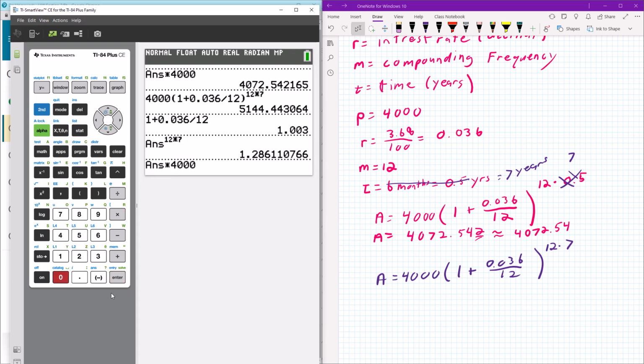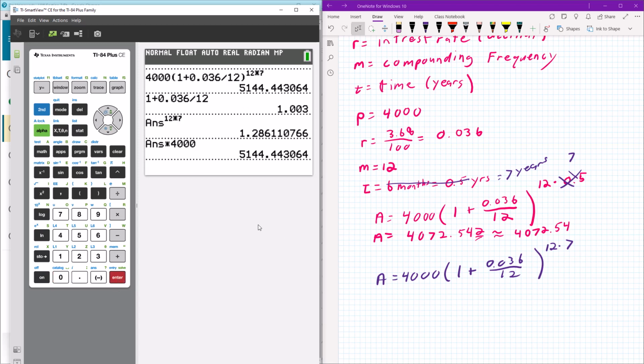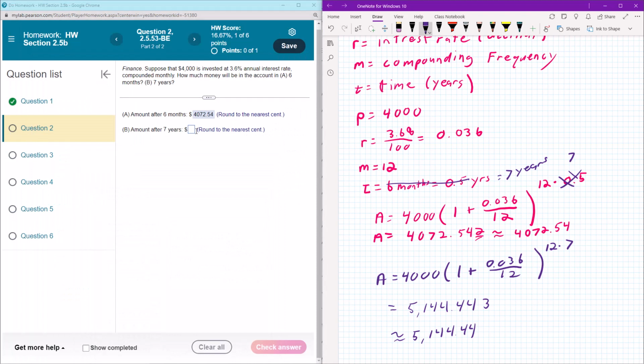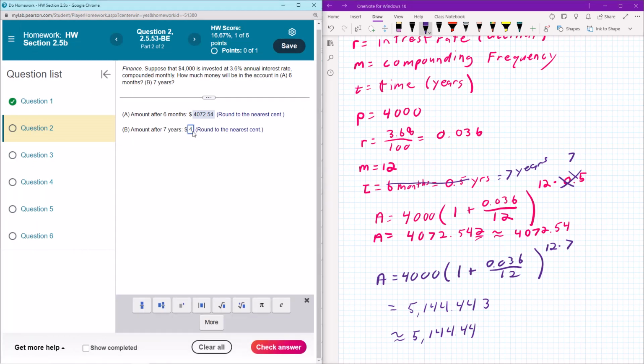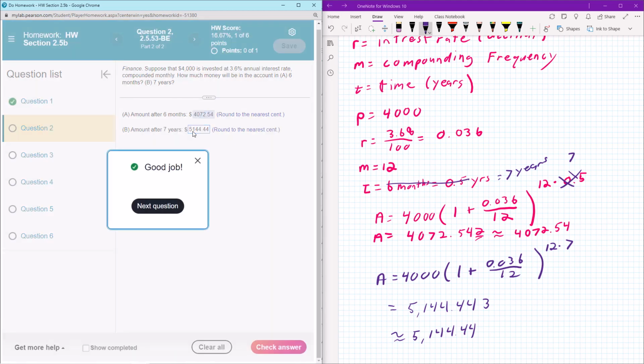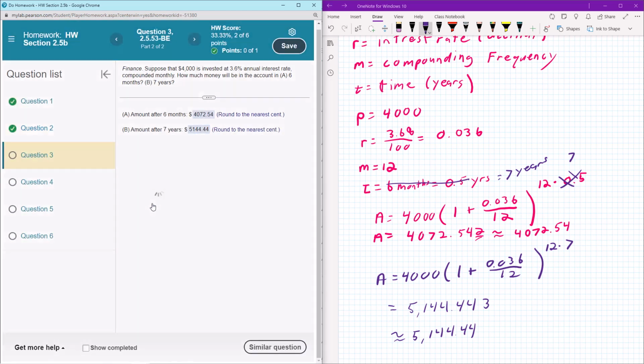You could use the history or just do it here. And look, you get the exact same thing. So what we got was that A is equal to $55,144.443, and that will round to $5,144.44. There you go.